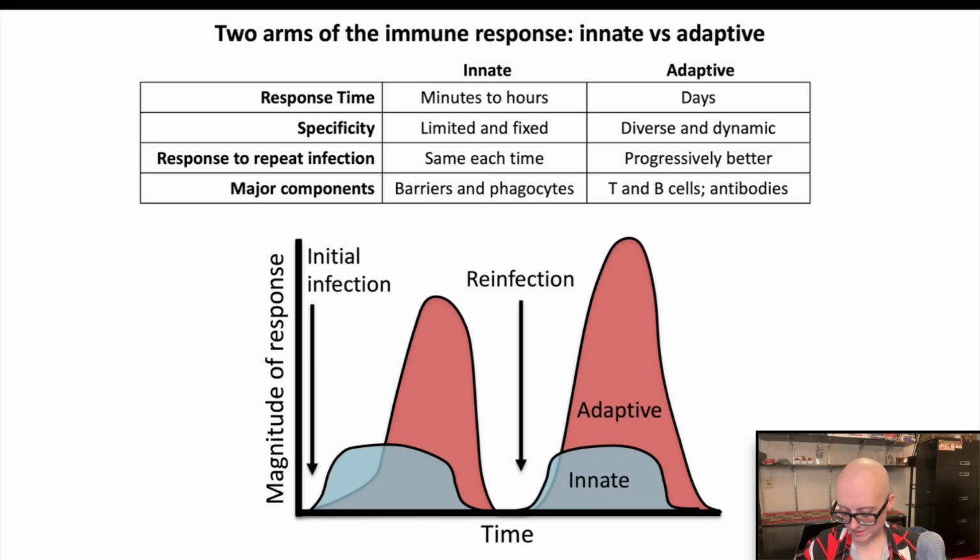A major difference that is at the very top of this chart is that innate immunity occurs very quickly. It's very fast. It happens on the course of minutes to hours. Whereas the adaptive immune response is slower. It takes many days to really get going.